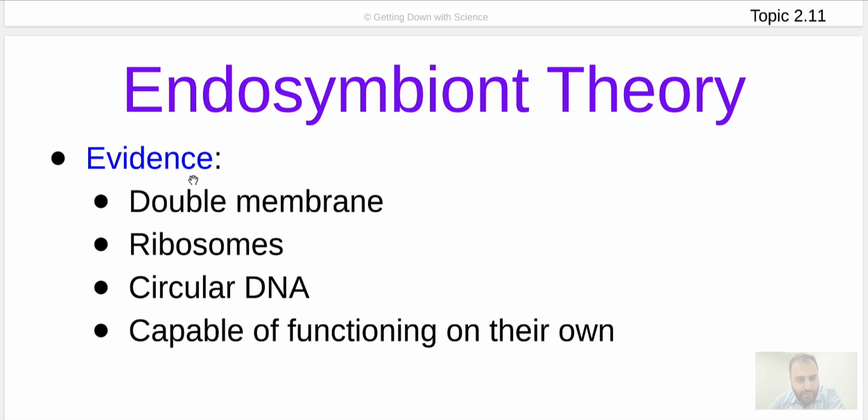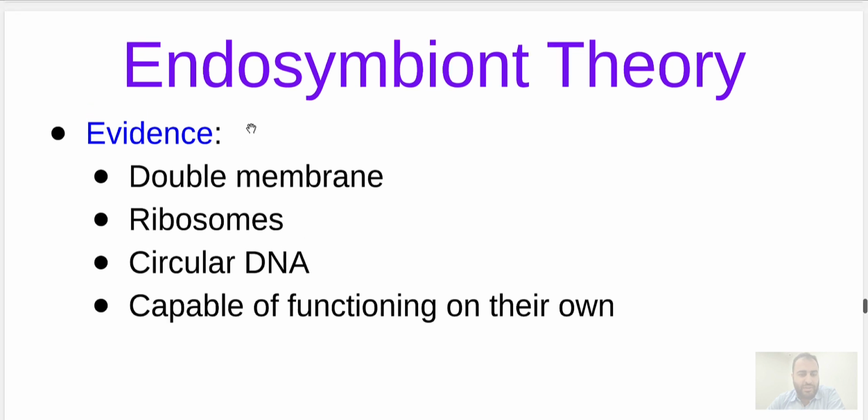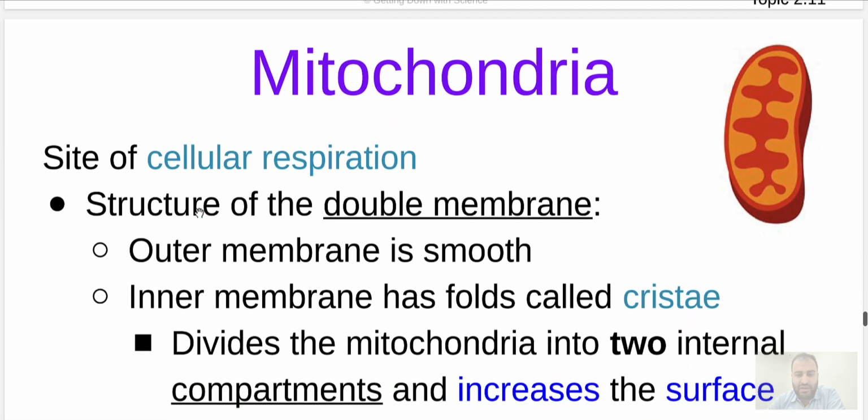Those four pieces of evidence, you have to know them, because they support the endosymbiotic theory. Without those, we cannot say that mitochondria and chloroplasts were once alone. But because of those points, they state the endosymbiotic theory.